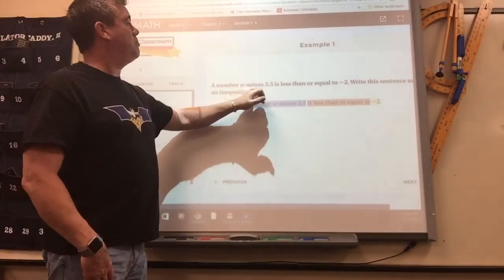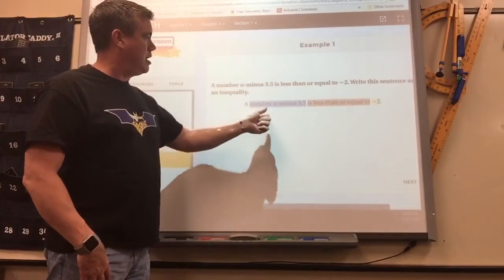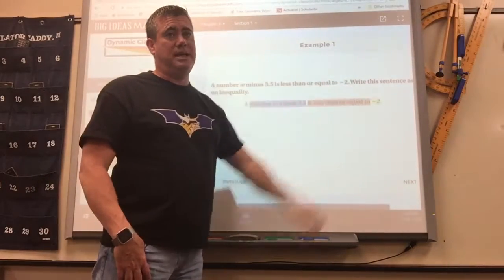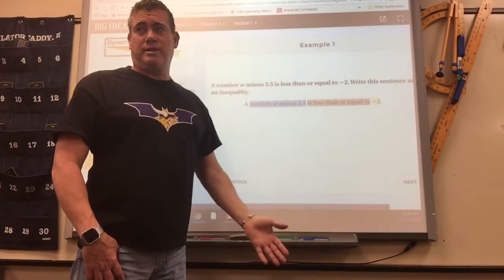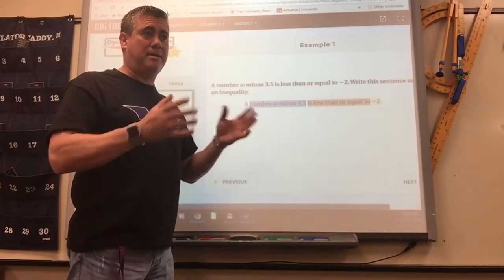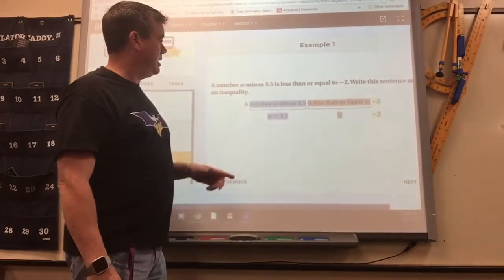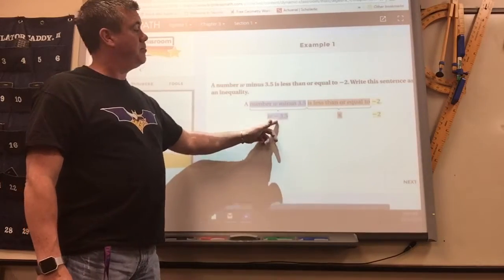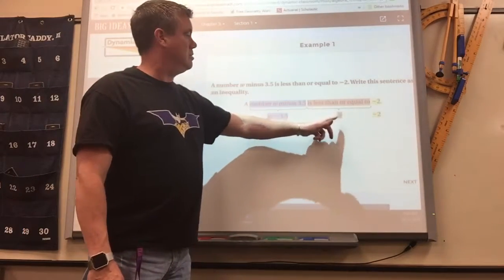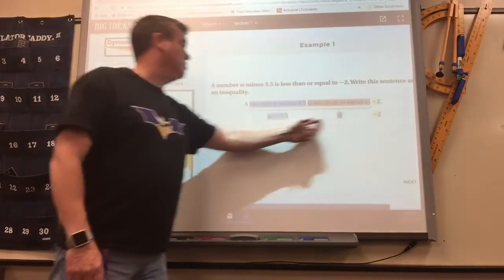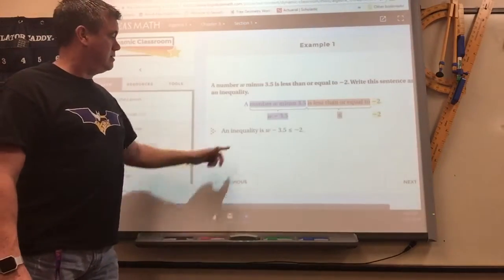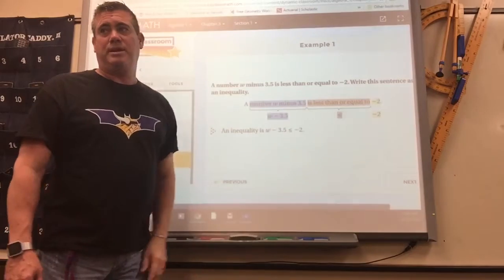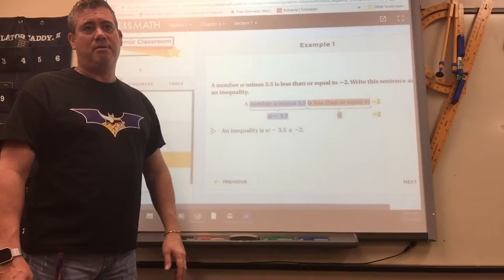So here we're writing the sentence as an inequality. A number W minus 3.5, so there, they've written this out, is less than or equal to negative 2. All it is, is writing the sentence into a math expression, or inequality. So a number W minus 3.5 is written like that, is less than or equal to, it's written like that, negative 2. So there's the inequality: W minus 3.5 is less than or equal to negative 2. Easy enough? Okay.